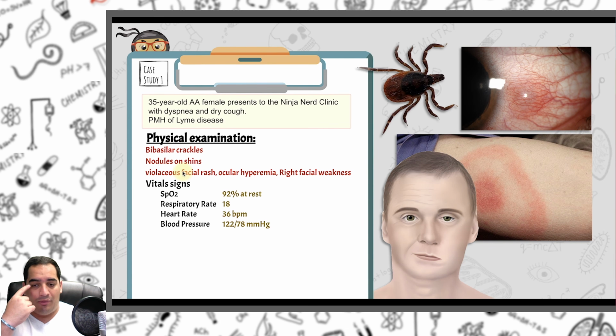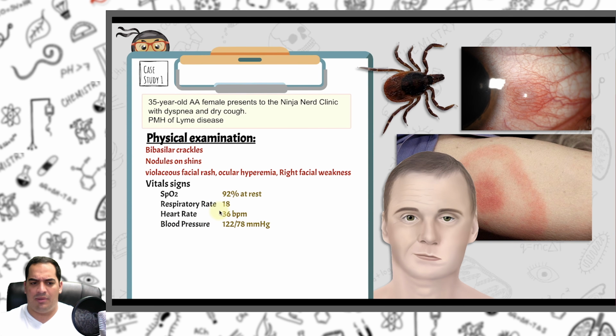She has ocular hyperemia, likely indicative of anterior uveitis, and she has right facial weakness, which could be indicative of the seventh nerve palsy. So very interesting types of features here of sarcoidosis, it seems. So 92% at rest, so not really hypoxic. Respiratory rate's normal, heart rate just actually a touch low here. So 36 beats per minute, that's actually a touch low. And then blood pressure is relatively normal.